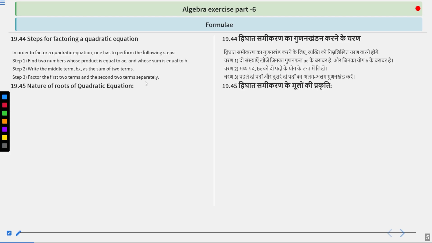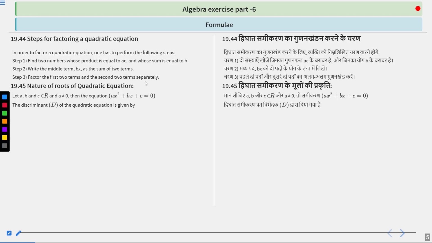Then we have nature of roots of quadratic equation. Let a, b and c belong to R, real numbers, and a is not equal to 0. Then consider the equation ax square plus bx plus c equal to 0. The discriminant D of the quadratic equation is given by D equal to b square minus 4ac. The discriminant helps determine the nature of the roots.